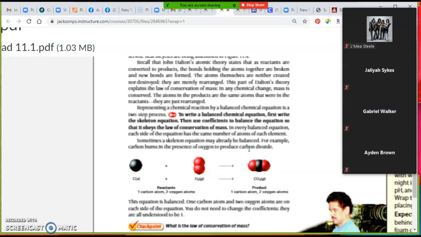To write a balanced equation, the first thing is to write the skeleton equation and then use the coefficients to balance the equation so that it obeys the laws of conservation. When we write skeleton equations, we're just writing down what we see. We don't necessarily add any prefixes, suffixes, or subscripts.